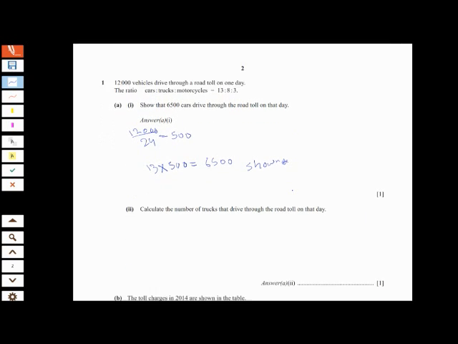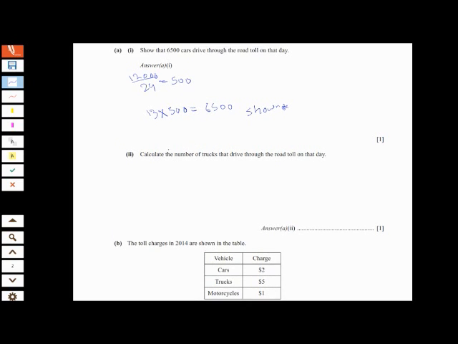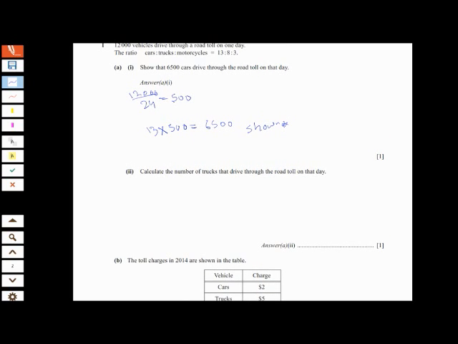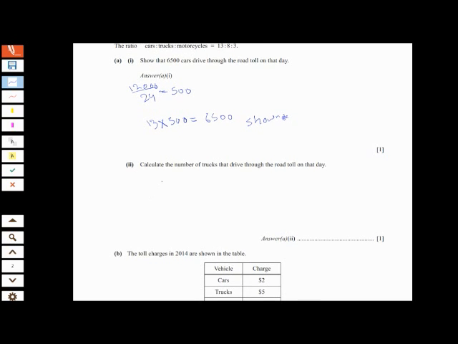Calculate the number of trucks that drive through the road toll on that day. Number of trucks, same procedure. We have the number for 1 ratio, which is 500. So then the trucks are 8, so 500 times 8. You'll get 4,000 trucks.